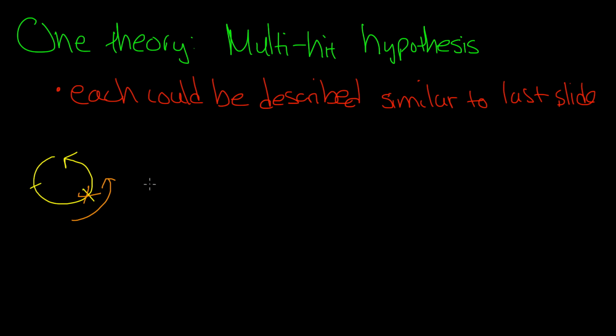Another one of these hits classically causes deformation of the cell. So maybe the cell is supposed to look something like this, but it actually looks something like this. And again, that can affect the cell's ability to function properly.